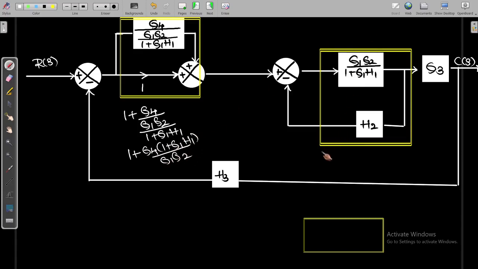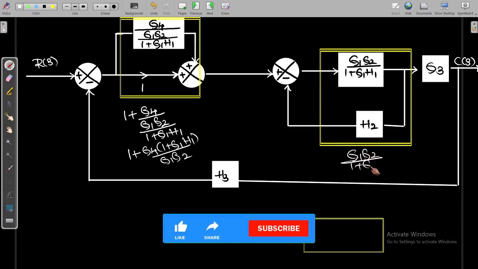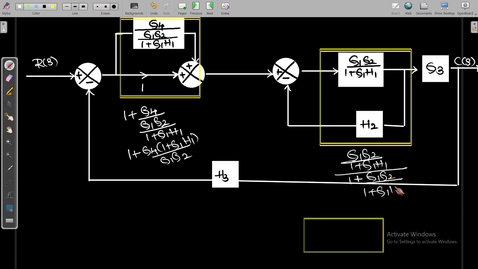And here also you are going to get the feedback element, that will be G1 G2 by 1 plus G1 H1 by 1 plus G1 G2 by 1 plus G1 H1 whole into H2. So this is the reduction you are going to get. With this reduction we will write the next step. How these two are connected? These two boxes are connected in series. So first we will reduce this, then we will write the answer here only. So let us reduce that.